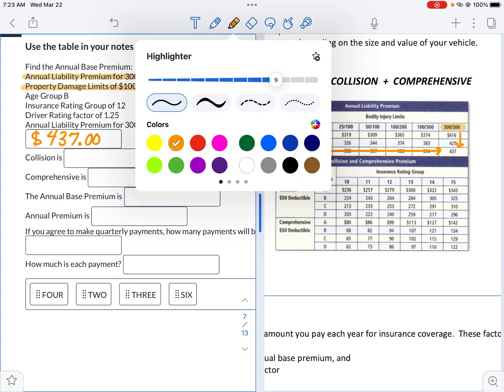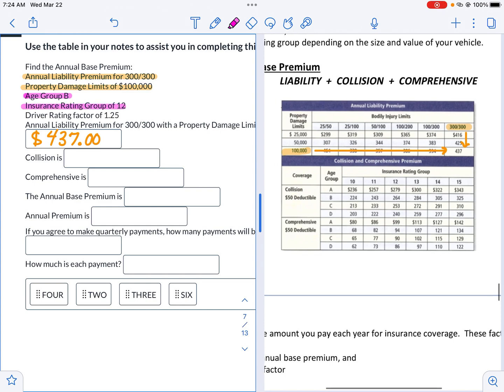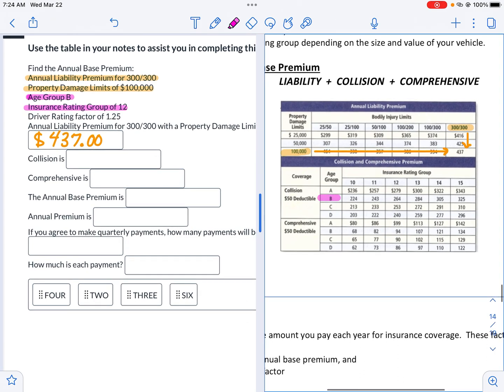Then we have an age group B, and we have an insurance rating group of 12. So we're going to find the B, which there's a B here, and there's a B here, and we're going to find the 12, which is here. And to do collision, we're going to go down the 12 and across the B collision and find 264.